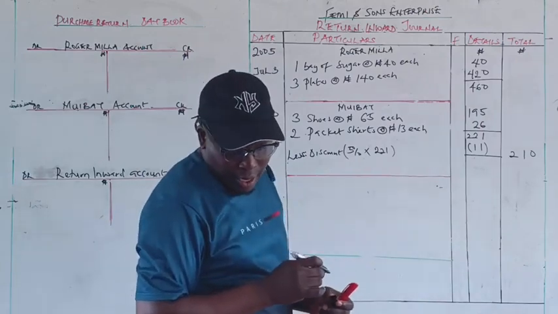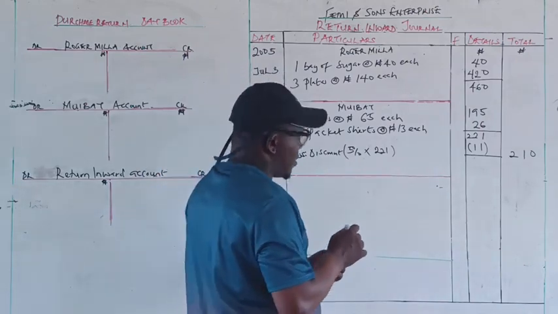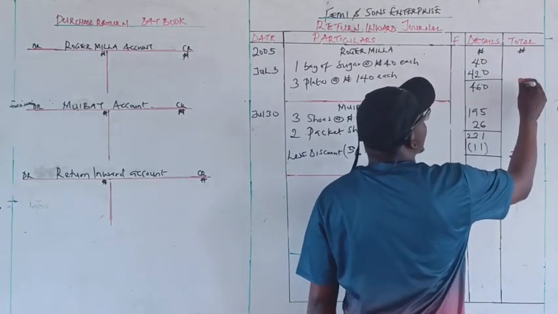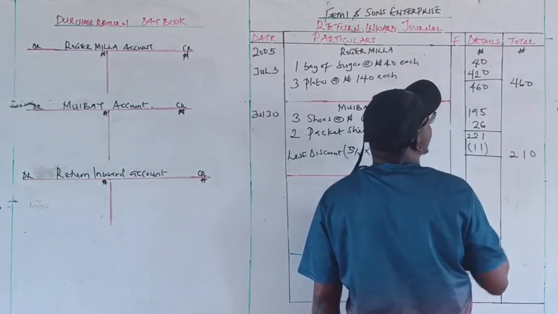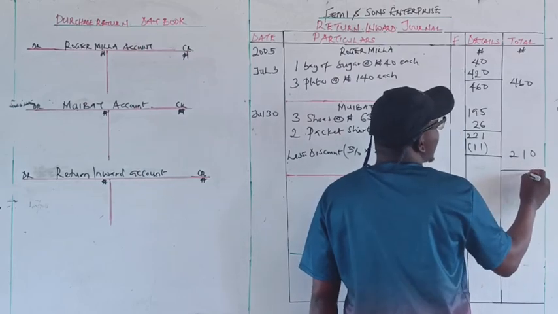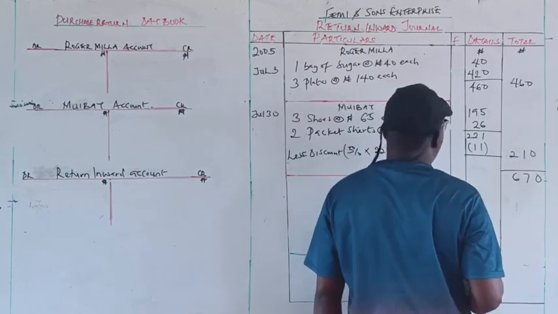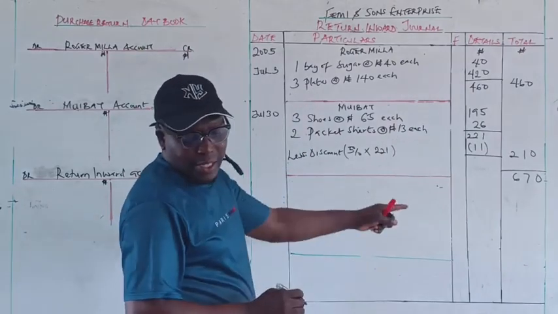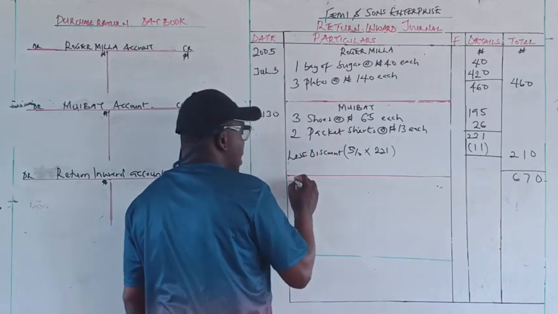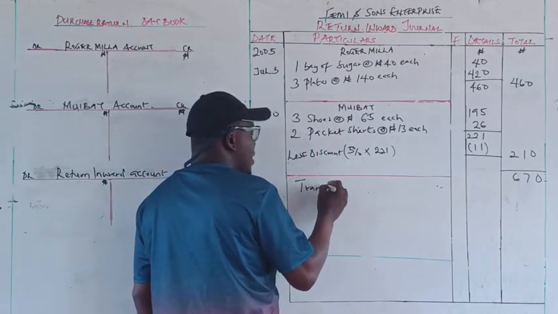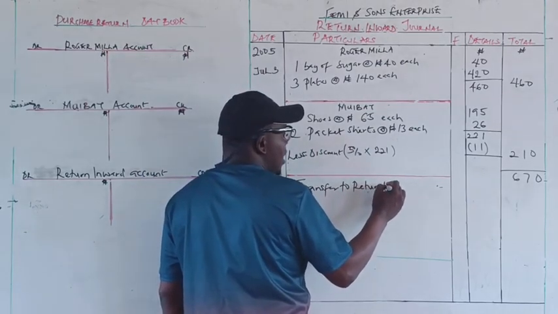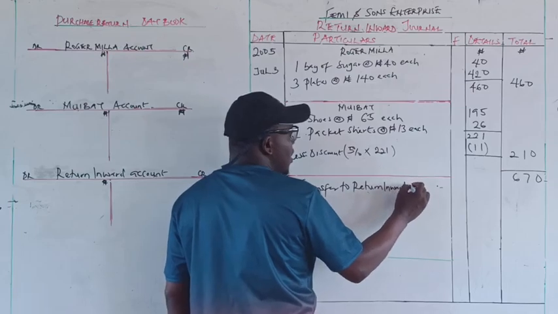So 210 naira. Yes. So I'm working out the total here. The total column is 416 naira. So when we add up the two together, we have 670 naira. So this 670 naira will be transferred to the Return Inward account.